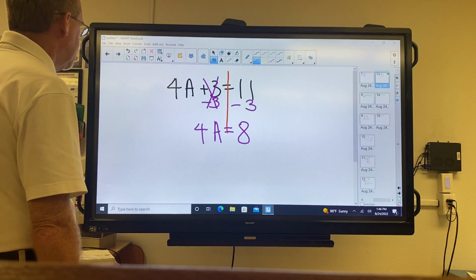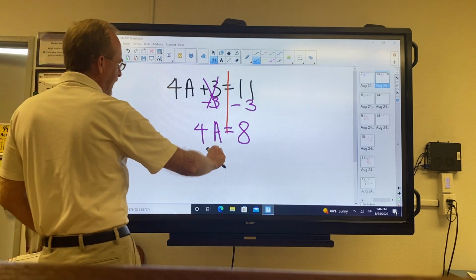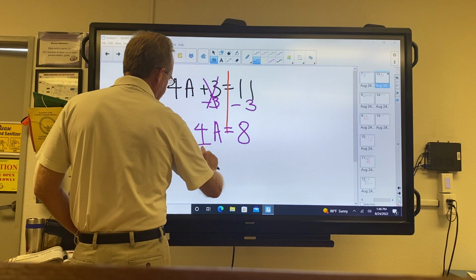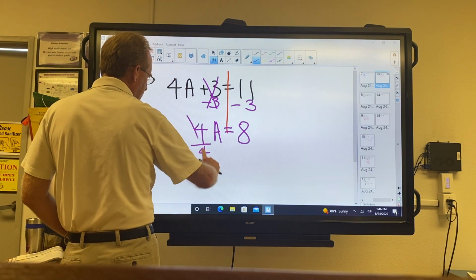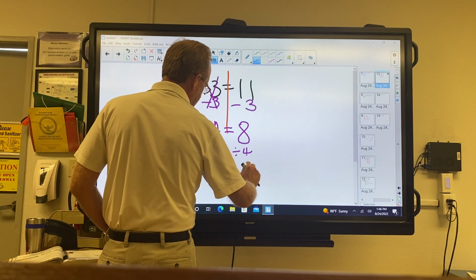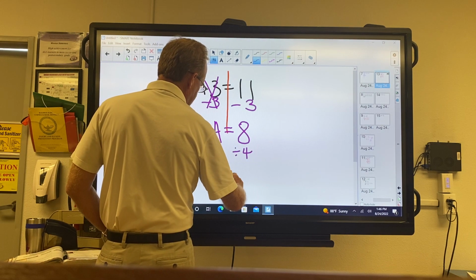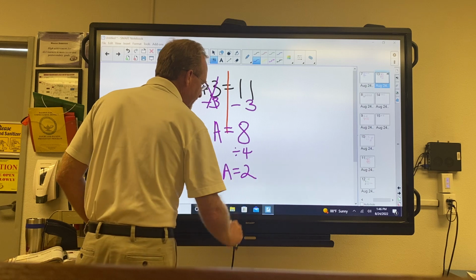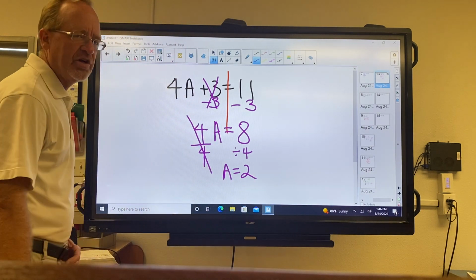So looking good so far. I just dropped that 4a. And remember, if you divide by the same number here, that takes that away. And then just make sure you do the same over here. And so a is going to equal 2. And as they say in French, voila.